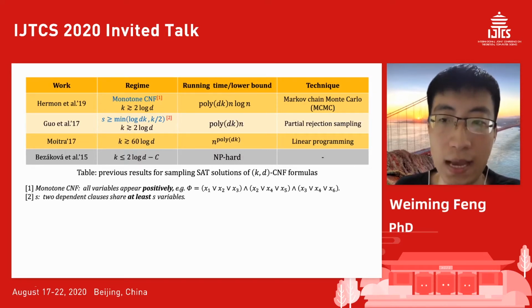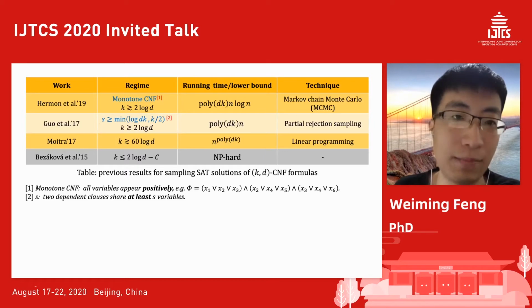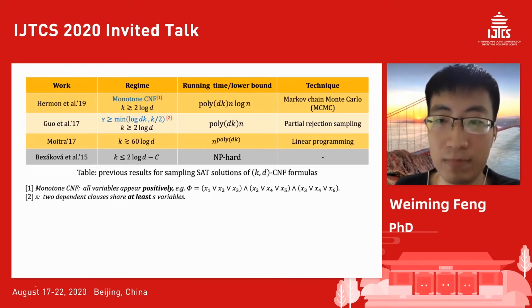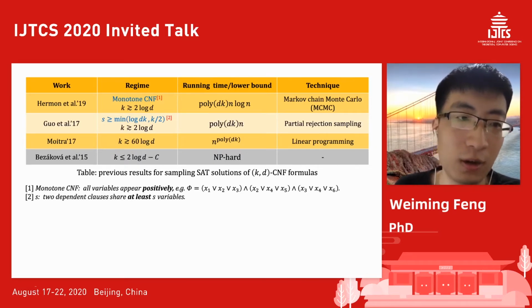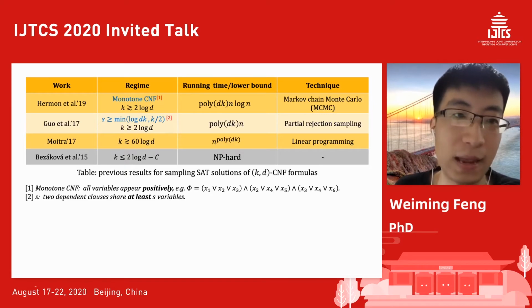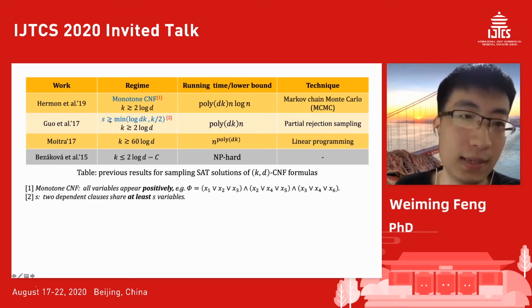Guo et al. came up with a partial rejection sampling algorithm that samples CNF solutions in linear time. However, their algorithm still has an extra requirement on the CNF formula. For any two clauses, they either do not share any variable or share at least s variables. So it still works only on a specific class of CNF formulas.